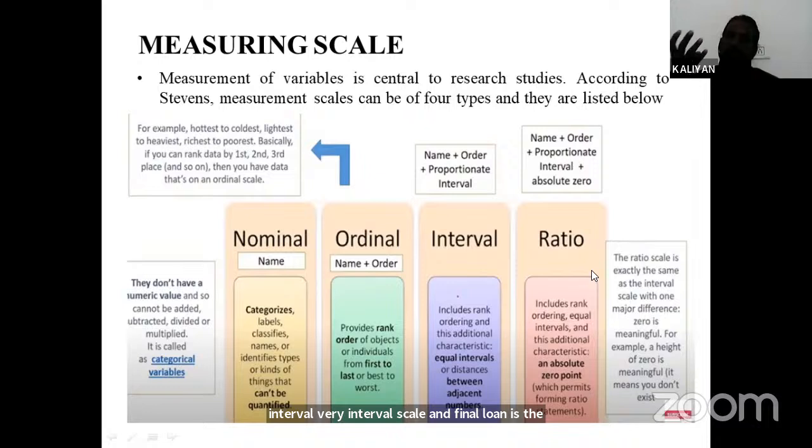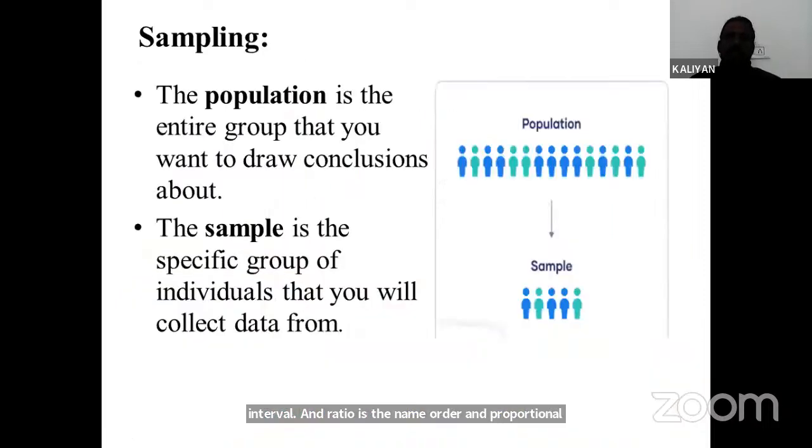And the final one is ratio. It is basically given a name and order, ordered by ranking, with proportional interval and absolute zero. So ratio has an absolute zero. The difference between interval and ratio is the absolute zero. We use the ratio scale for things like temperature in Kelvin and other things. These are the important concepts in measuring scales. So nominal is only name, ordinal is name plus rank, interval is name, order, and proportionate interval, and ratio is name, order, proportionate interval, plus absolute zero. Next one is sampling.